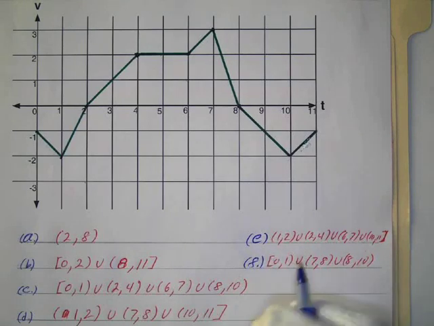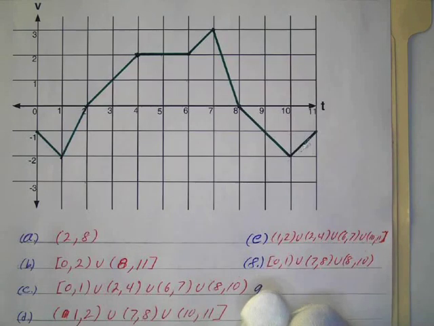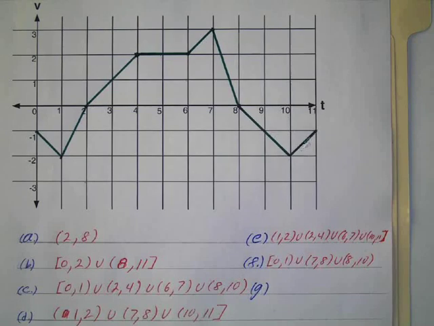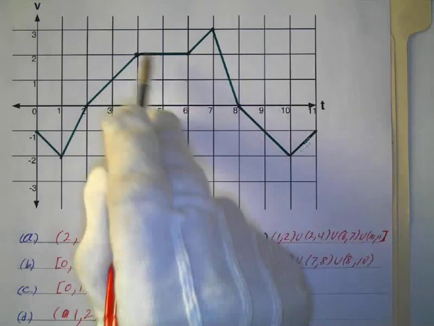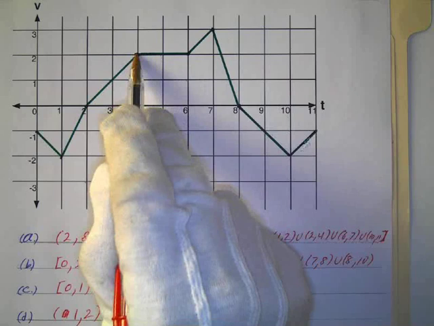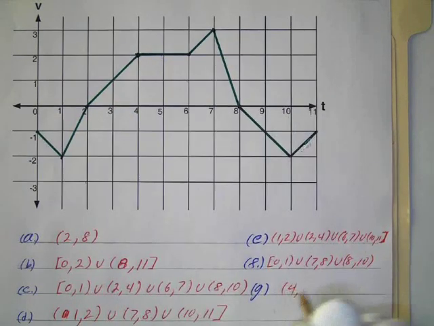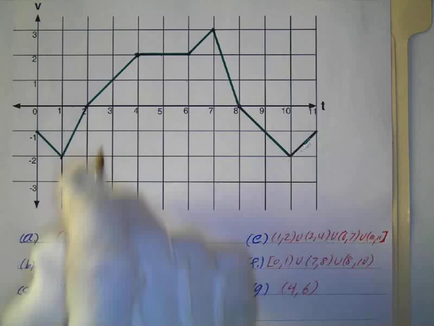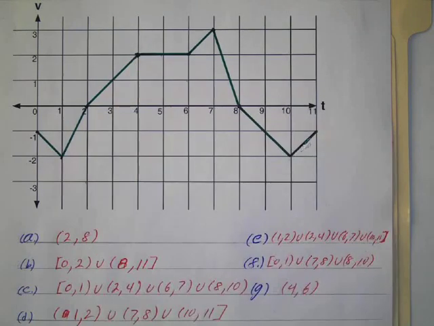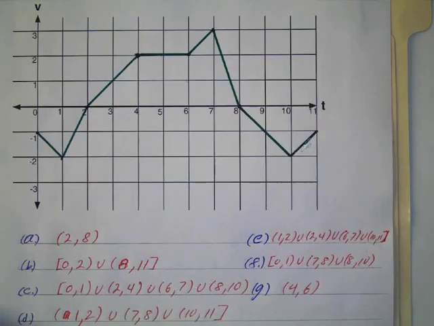And then G, when is the acceleration 0? Well, that's whenever the slope of the velocity is 0, and that's just going to be right here from 4 to 6. And again, no endpoints because we've got corners there.